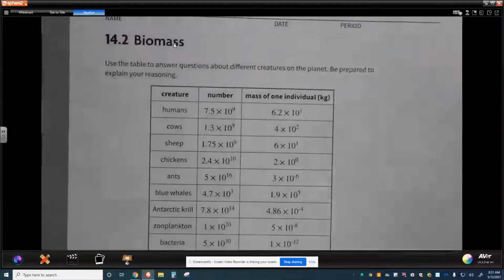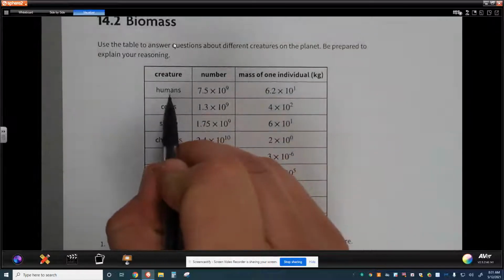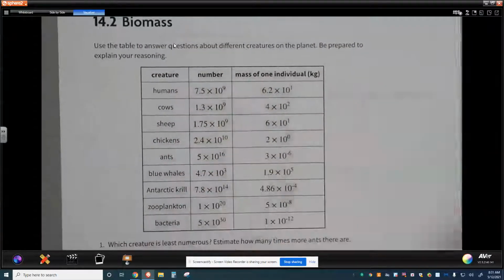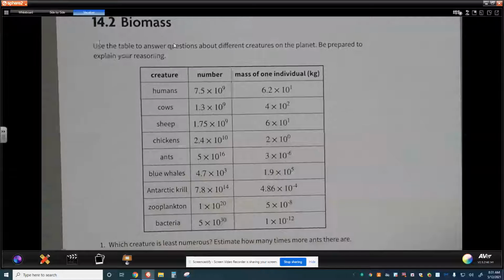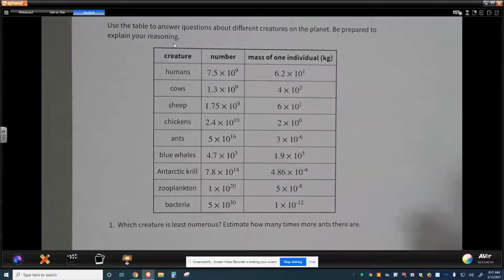Okay, let's start using our information. We're going to use this table, talk about biomass, and answer questions about different creatures on the planet, and we're going to explain our reasoning with it. So we see humans, cows, sheep, chickens, ants, whales, blue whales, Arctic krill, zooplankton, and bacteria. If you don't know what any of these things are, go ahead and pause the video. Go ahead and check them out on Google real quick. But don't take a lot of time. Come right back to the video.